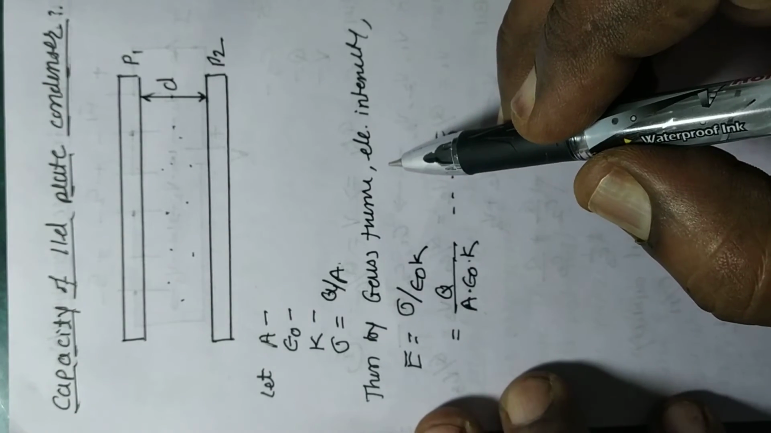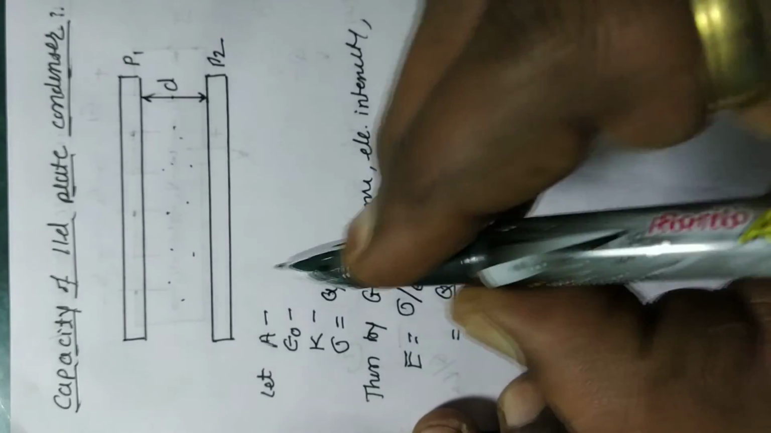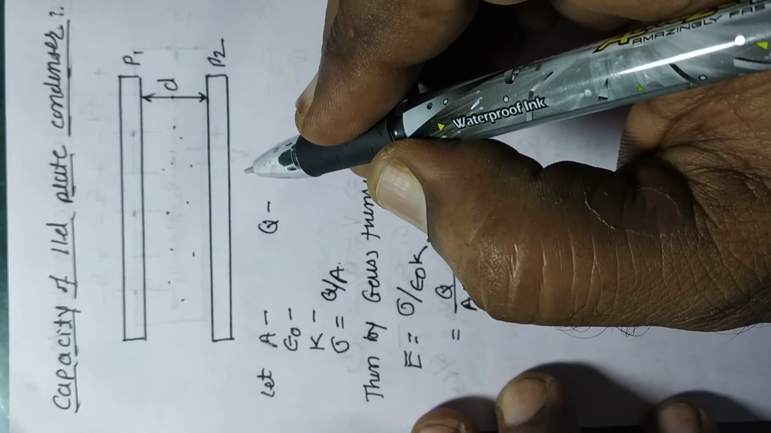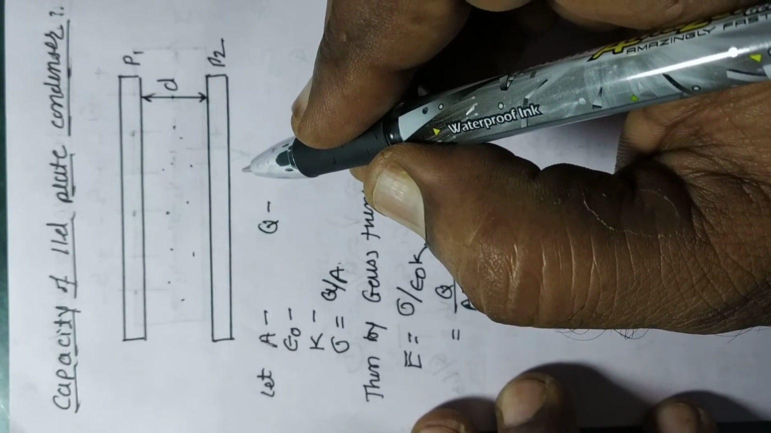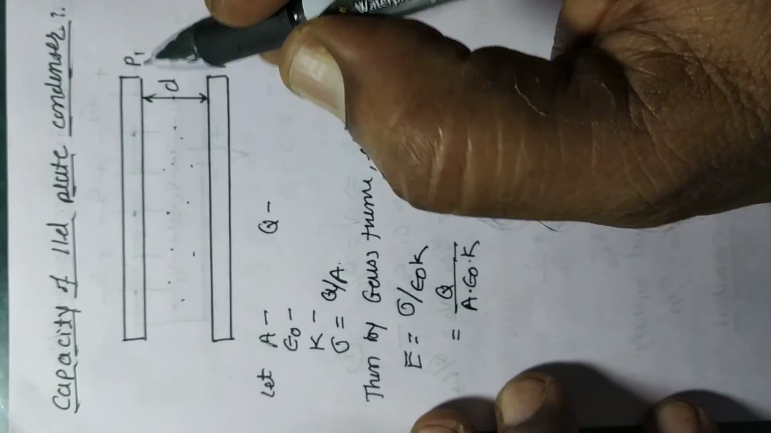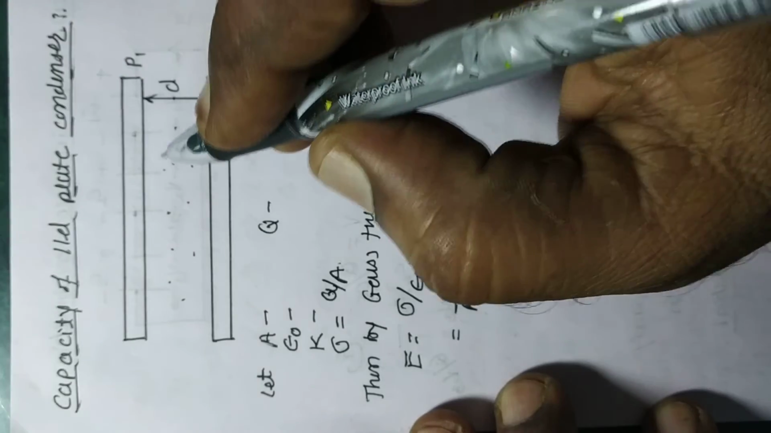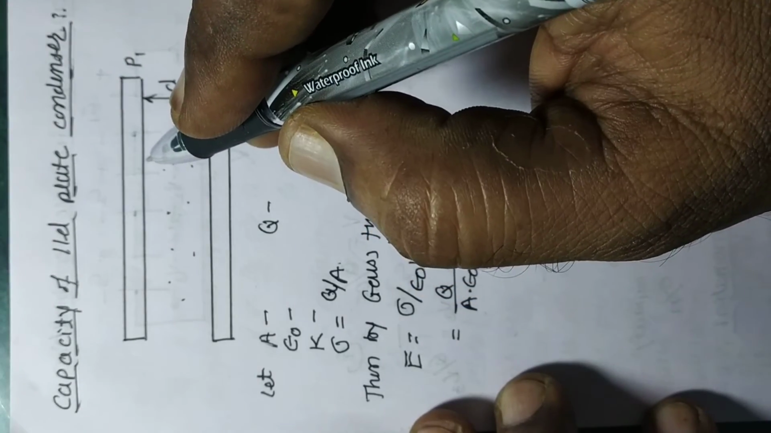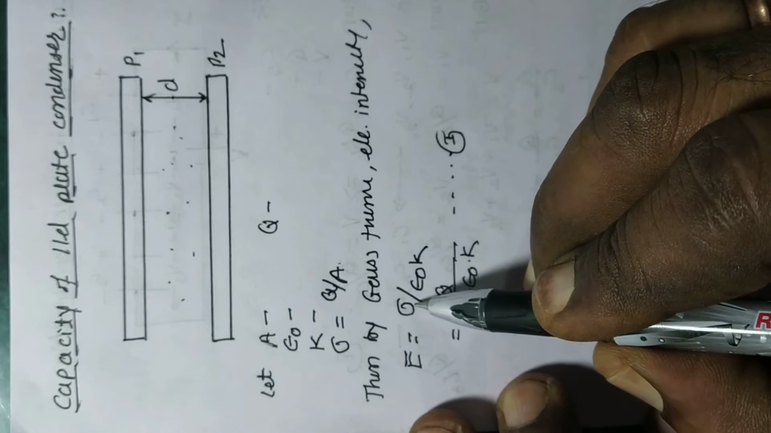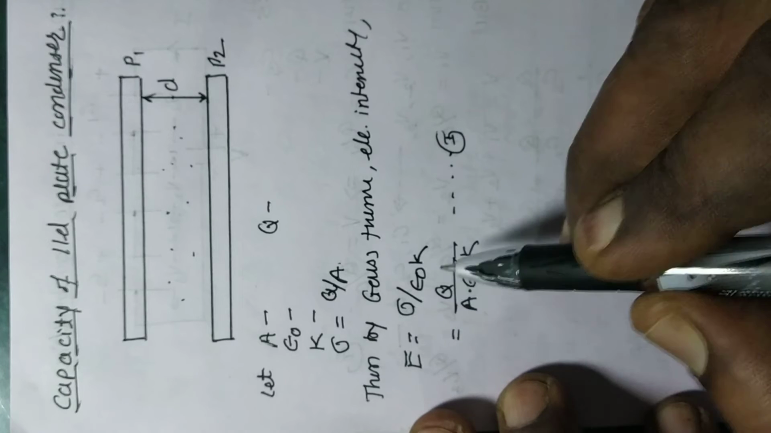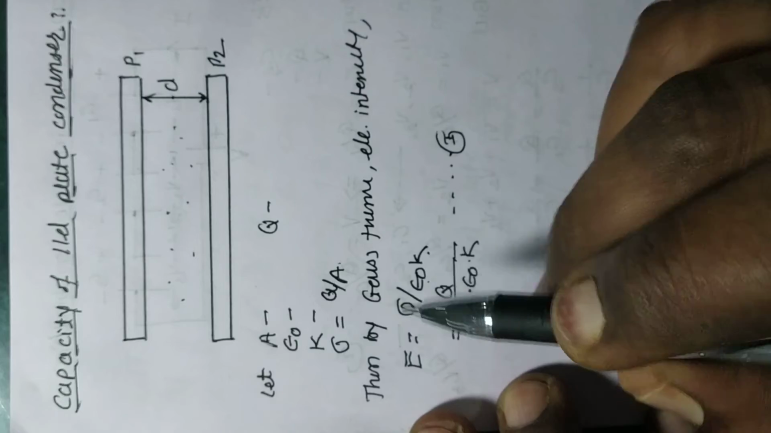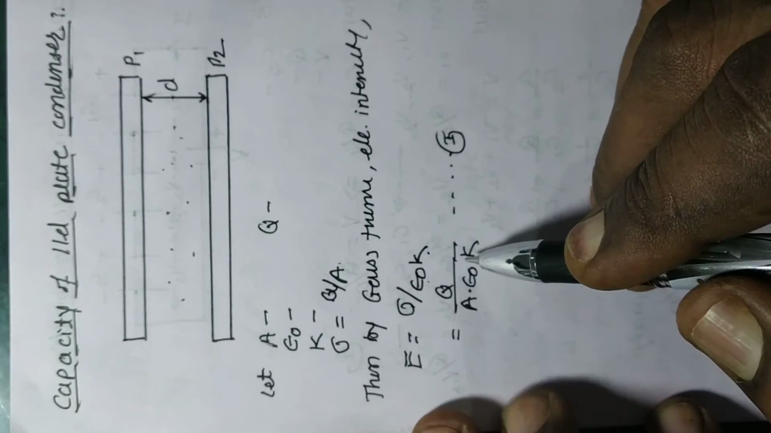By Gauss's theorem, Q is the charge on each plate. Then by Gauss's theorem, electric intensity at any point due to a plane conductor, that is E, is equal to rho, the surface charge density, divided by epsilon K. But surface charge density is nothing but quantity of charge per unit area.